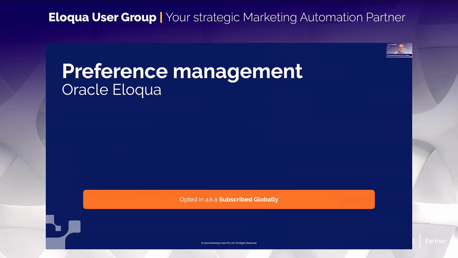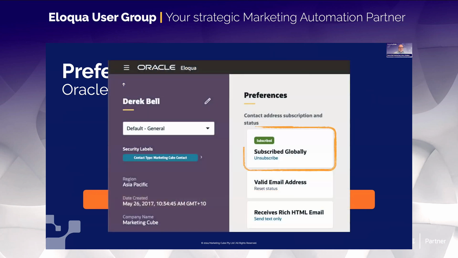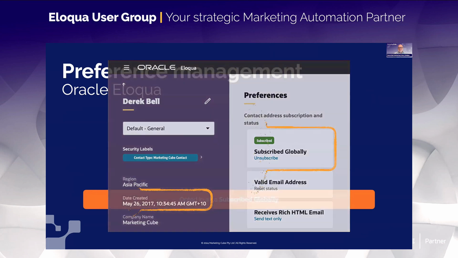So when they first come in, they're opted in. So that's kind of the baseline, right? They're opted in, and as Eloqua says, they're subscribed globally at that particular point. So that's where you can see it on the actual contact. So you can see the date created, and then the status of subscribed globally and the nice little green button telling you that they are currently subscribed. Okay, it's a valid email address and okay to receive HTML emails.